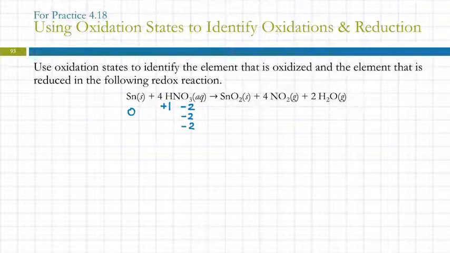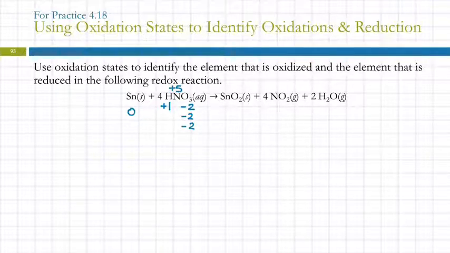So we're not using the coefficient? We're not using the coefficient. This 4 is just telling me I have 4 of those. And so I have 4 of the hydrogens, and each hydrogen has a +1. The coefficient is here to balance the equation, but we don't need to look at it at all when we're talking about oxidation states. Excellent question. Okay, so the hydrogen's +1, the oxygen's -2. That makes the nitrogen +5.